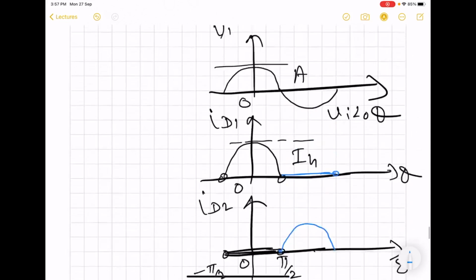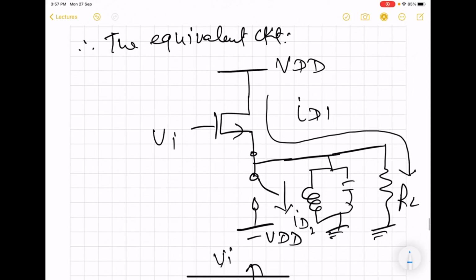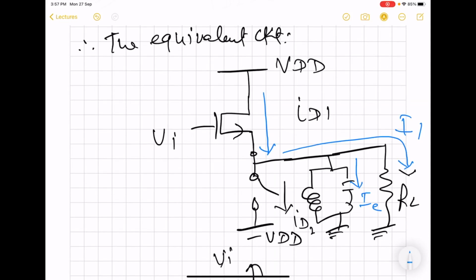Actually, what I showed here for the ID1 is not the correct path. ID1 is not going to flow through RL, rather ID1 is going to be like this. The fundamental is going to flow through load, and the higher harmonics are going to flow through this network, all the even harmonics.